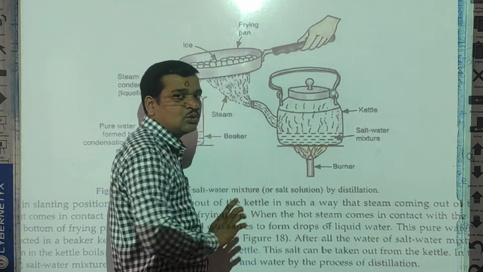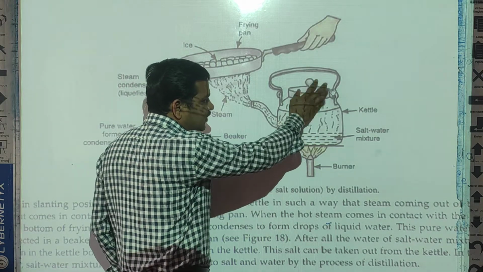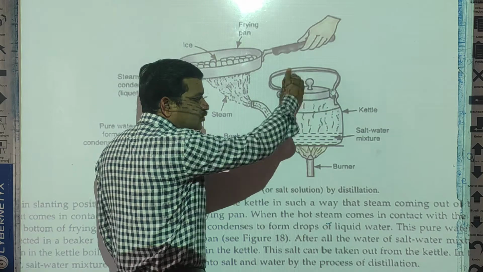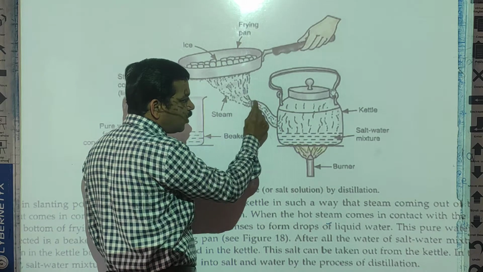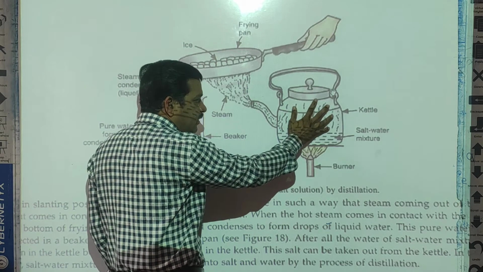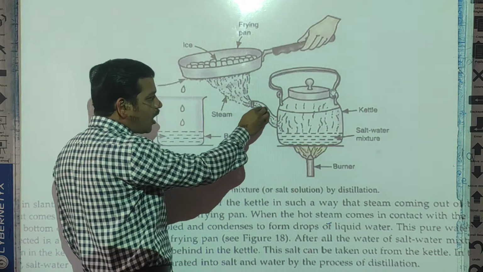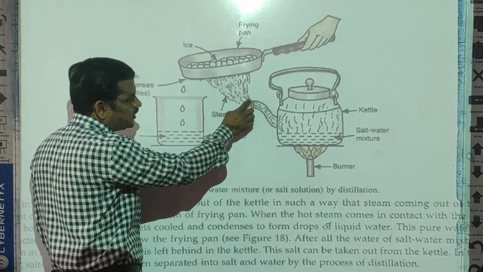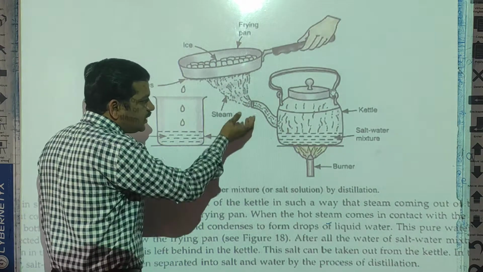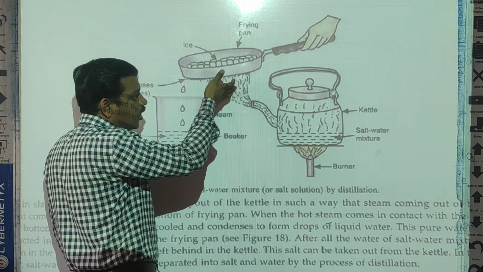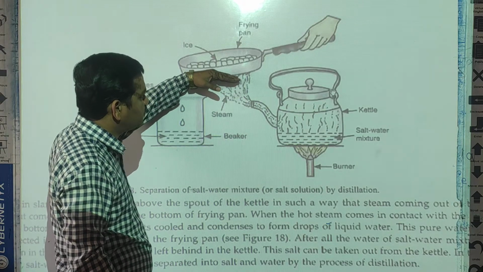The water changes into water vapors. Since the kettle is closed, there is no space for them to come out, but there is one small hole, a spout. Through this spout, the water vapors come out. Can you see here? These are the steam or water vapors. These hot steam come out of the spout.